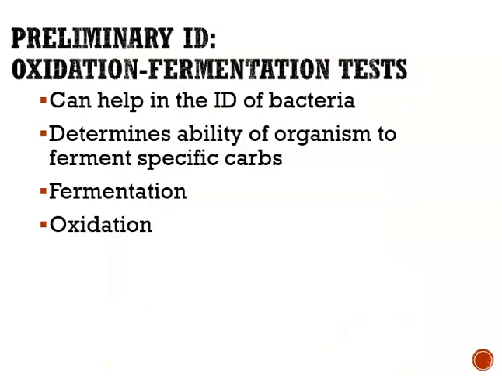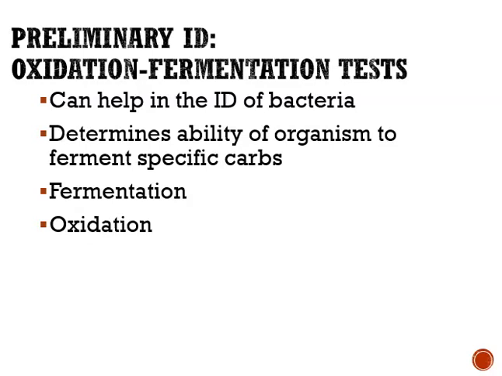Okay, now we're going to be getting into some of the testing that's used to differentiate your Enterobacteriaceae. So oxidation fermentation tests. This is a type of carbohydrate fermentation test. It's a solid medium that can help in the identification of bacteria, particularly in the differentiation between the enterics, which ferment glucose, from other similar gram-negative rods. So it determines the ability of the organism to ferment specific carbohydrates. Some organisms ferment a single carbohydrate while others ferment or oxidize several carbohydrates.